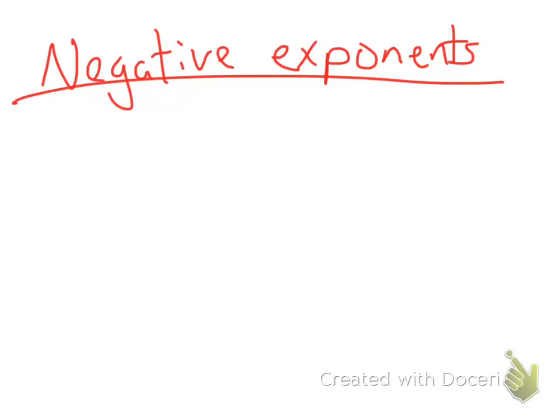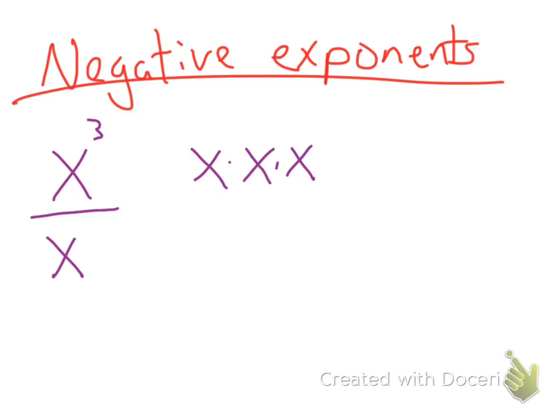So we're going to take a look at negative exponents and what happens with negative exponents. In order to do that, we first want to take a look at working with exponents in general. If I have x to the third power, that actually represents x times x times x. If I divide that by x to the second power, x to the second power actually represents x times x.